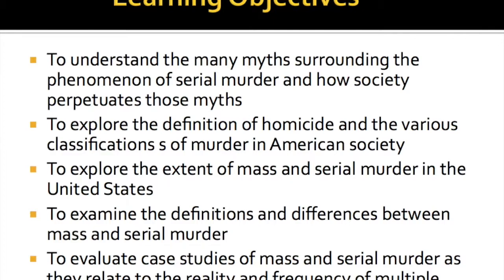We want to understand the many myths surrounding serial murder and how society deals with those myths. We want to look at the different definitions of homicide in our criminal justice system and how society deals with that. We're going to explore the extent of mass and serial murders within the United States. We're going to look at the different case studies we will deal with every week. I want to present and have some information for you to research on different serial murderers.